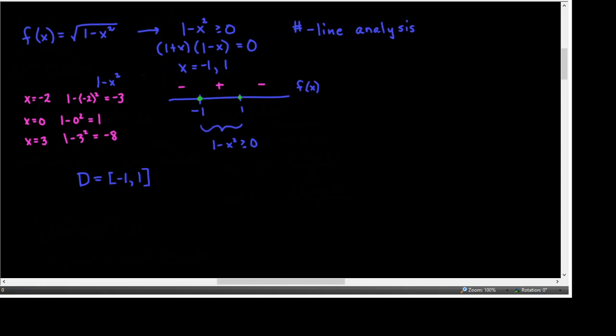Had this been strictly greater than 0, we would not have included the endpoints, and it would have been an open parenthesis at -1 and an open parenthesis after the 1.